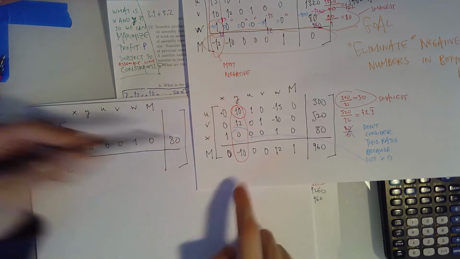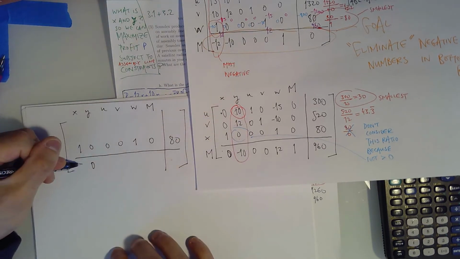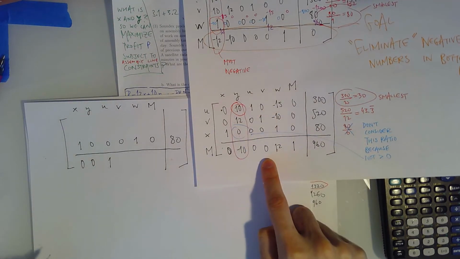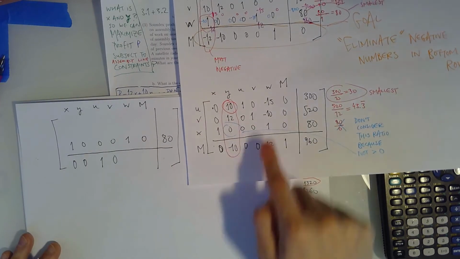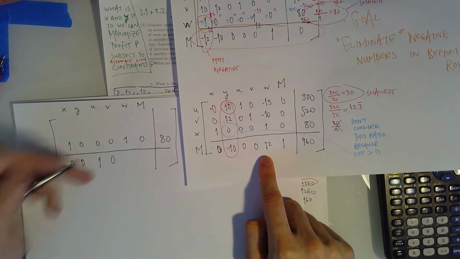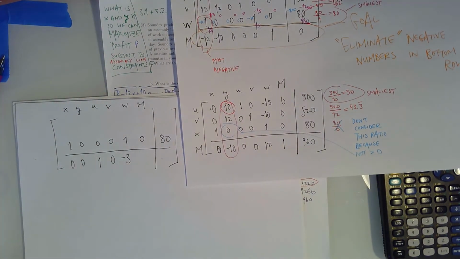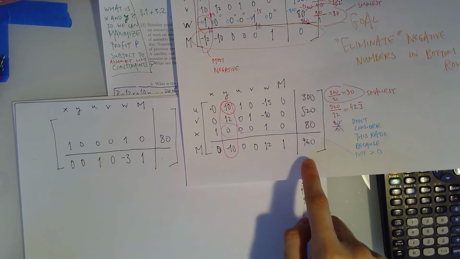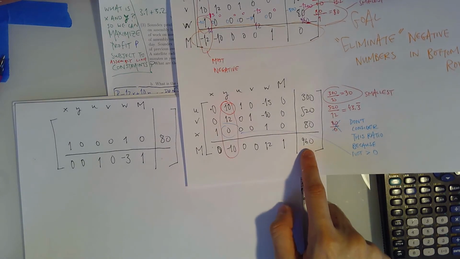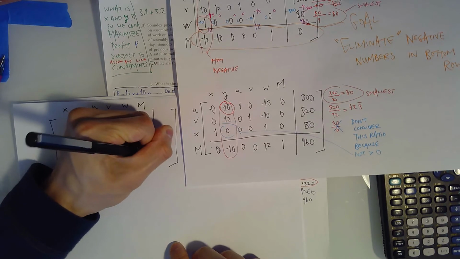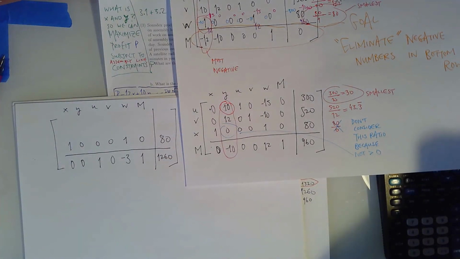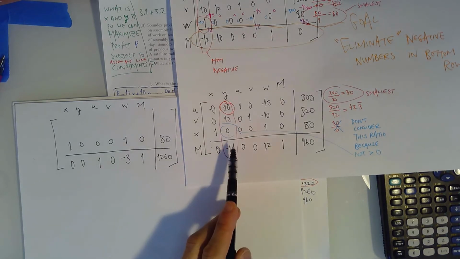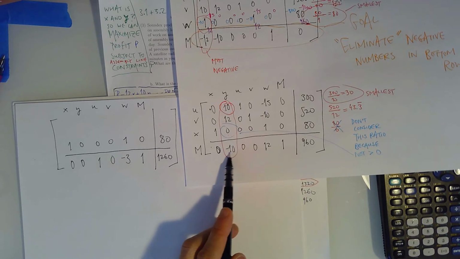So 10 plus negative 10 is 0. Of course, 0 and 0 is 0. 1 and 0 is 1. 0 and 0 is 0. Negative 15 and 12 is negative 3. And then 0 and 1 is 1. And then 300 plus 960 is going to be 1,260.